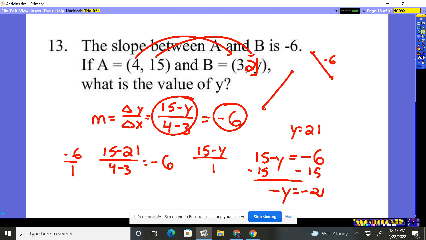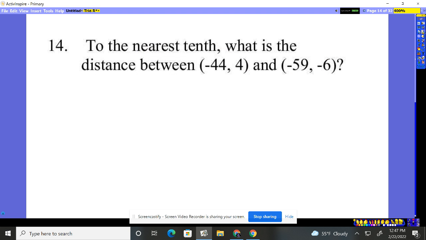Number 14, the nearest tenth. What is the distance between 2 points? So I have a point here and a point here. I want to know its length. Well, what I do is create a right triangle and use the Pythagorean theorem. So here to here is the change in the x's. Here to here is the change in the y's. This squared plus that squared will equal the hypotenuse squared.